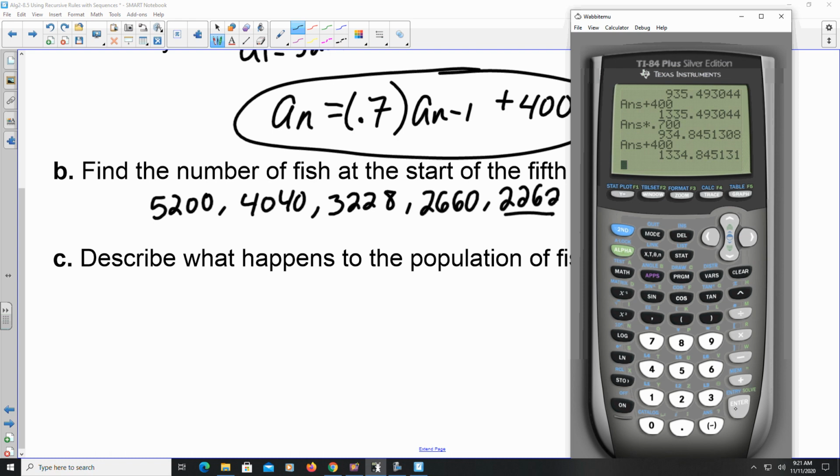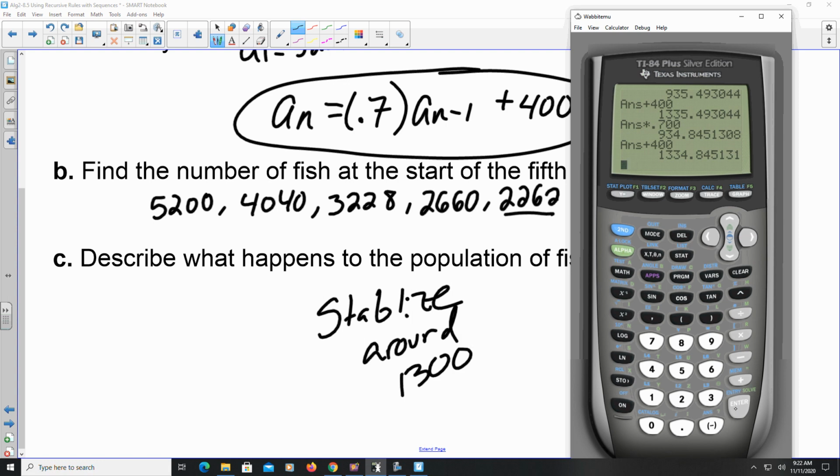I would say that it's going to stabilize around that 1300 range, or 1330, I'm sorry, over time.